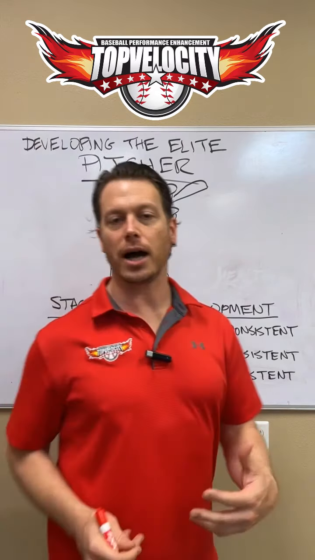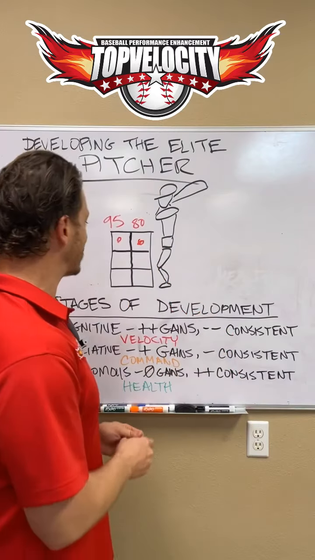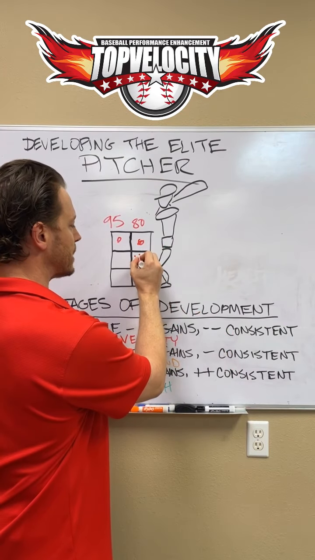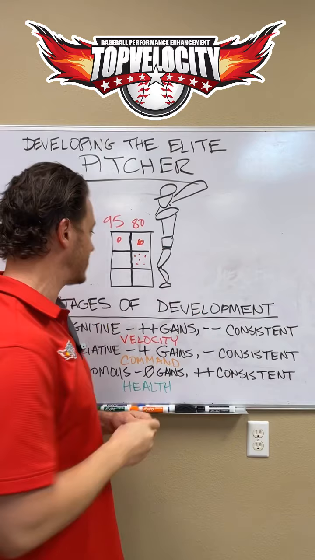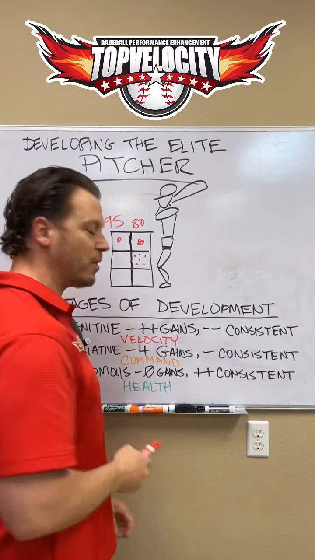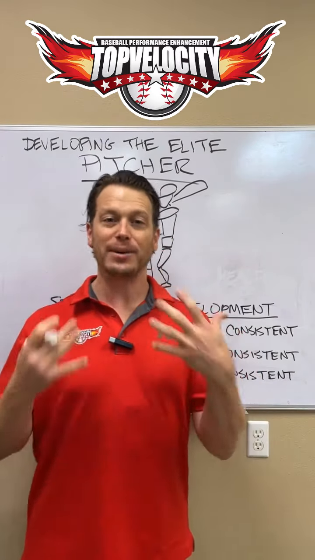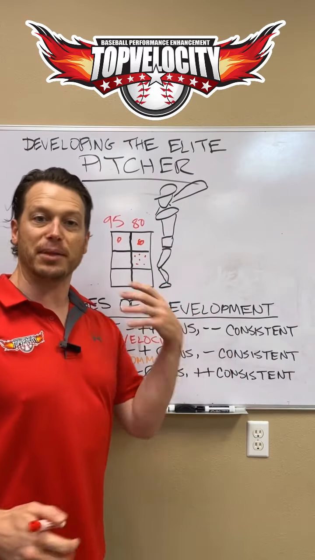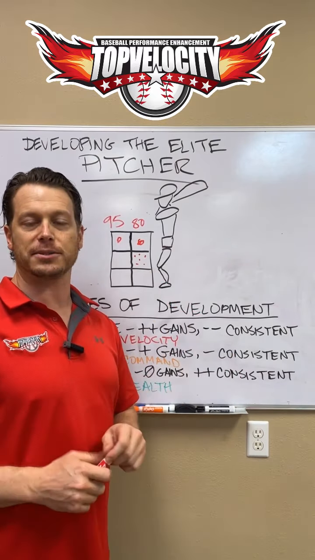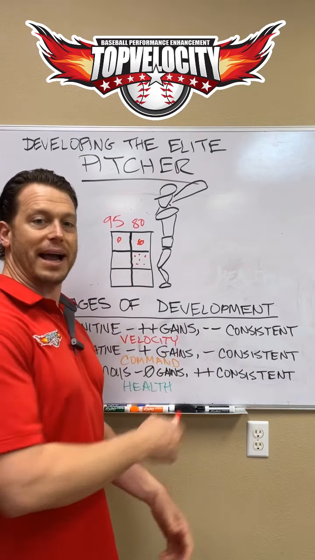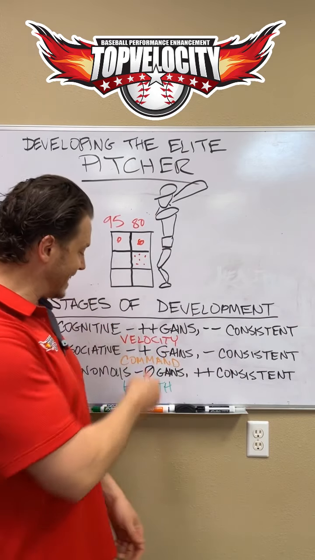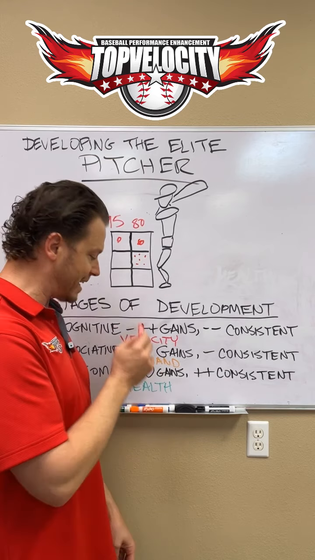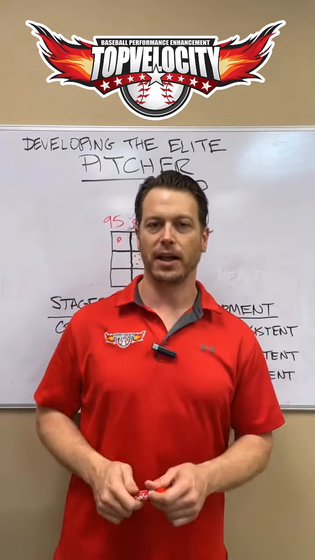And when you've made it autonomous and you have good habits with it and you're consistently producing the velocity and consistently putting it and commanding it where I want, then we can assess health. Now we can look at how the tissue is recovering, how the body is surviving, and if we've done a good job of applying this correctly through good biomechanical principles like I do at Top Velocity, we get the total package and we get to develop the elite pitcher. And that's the order. So you've got to remember: velocity, command, health. That's the real step to developing an elite pitcher.